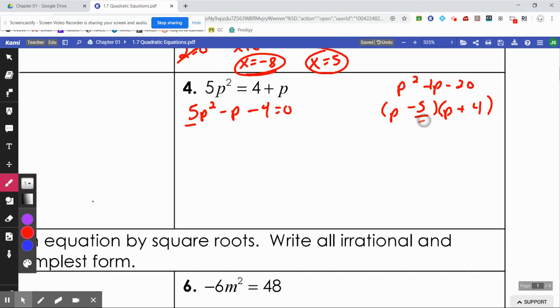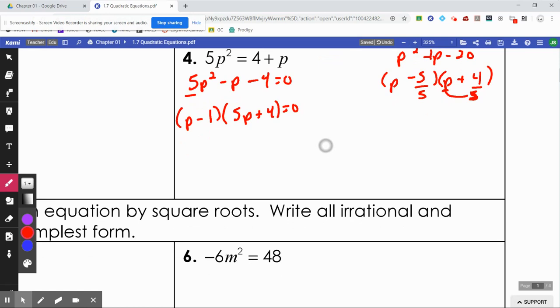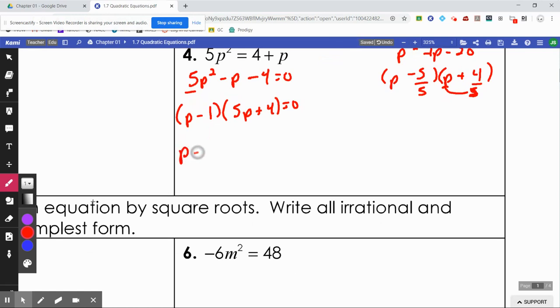Whatever number you slipped, we now divide by. And that gives you p minus 1 in the first set of parentheses. If it will not divide, slide it back to the front. If it won't reduce either, that'd be 5p plus 4. And then solve. Set each equal to 0. We'll give you p equals 1 and p equals negative 4/5.